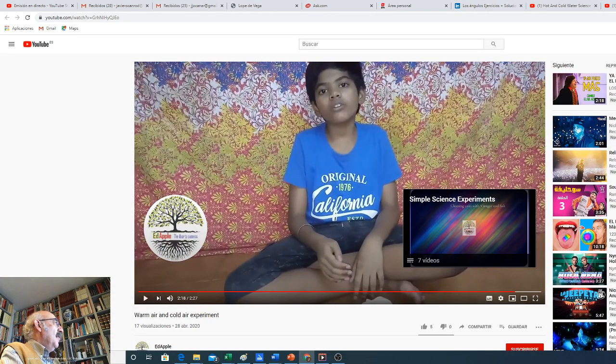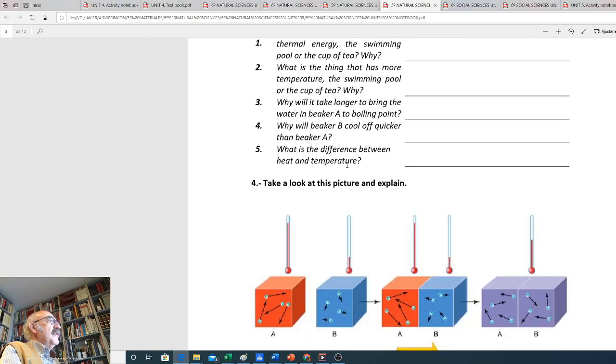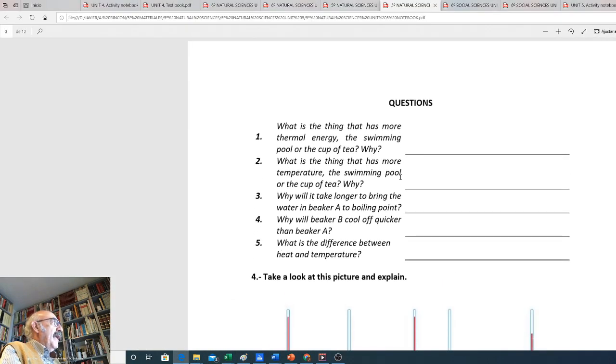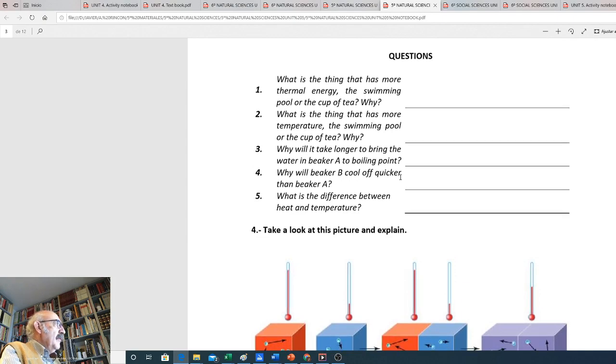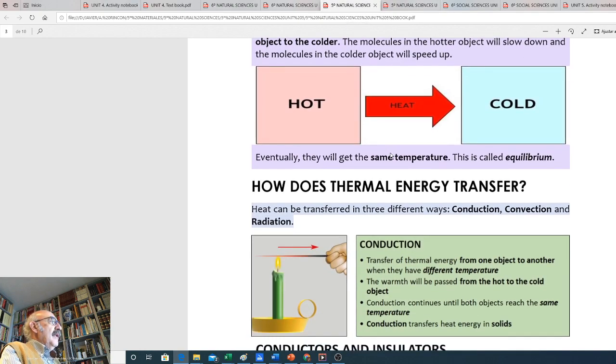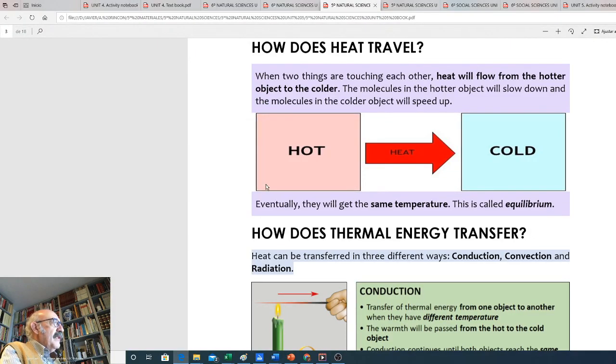Okay, so a very simple experiment you can do at home with the supervision of your parents. Okay, very good. And now let's move to our notes, and I'm going to explain the exercises you have to do today about this theme. So remember, first thing is that you need to learn this part. It's very easy. Okay, so how does heat travel?